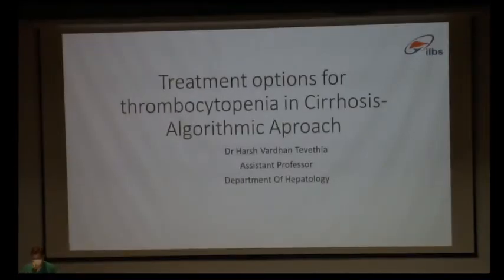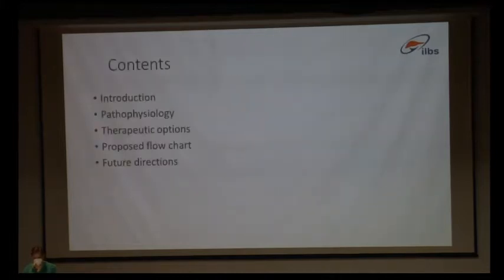So my topic for today is treatment options for thrombocytopenia and cirrhosis, an algorithmic approach. No disclosures. The contents of my slides would be an introduction, pathophysiology, with possibly therapeutic options and future directions.